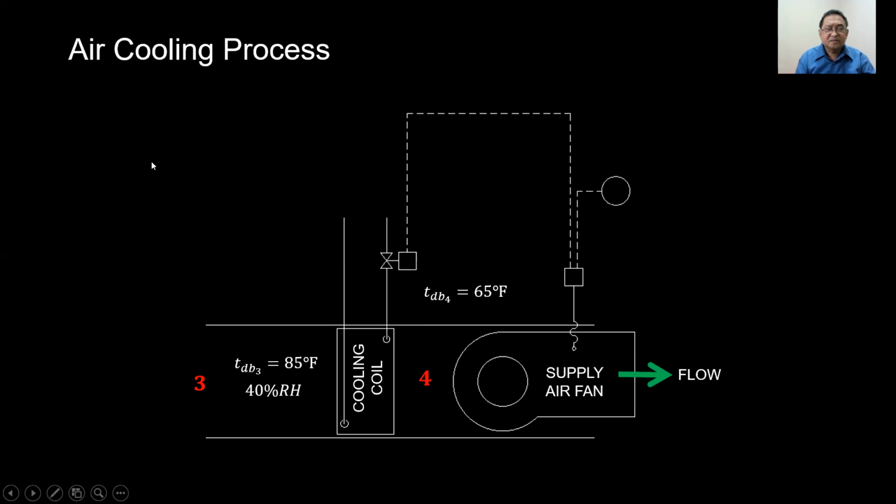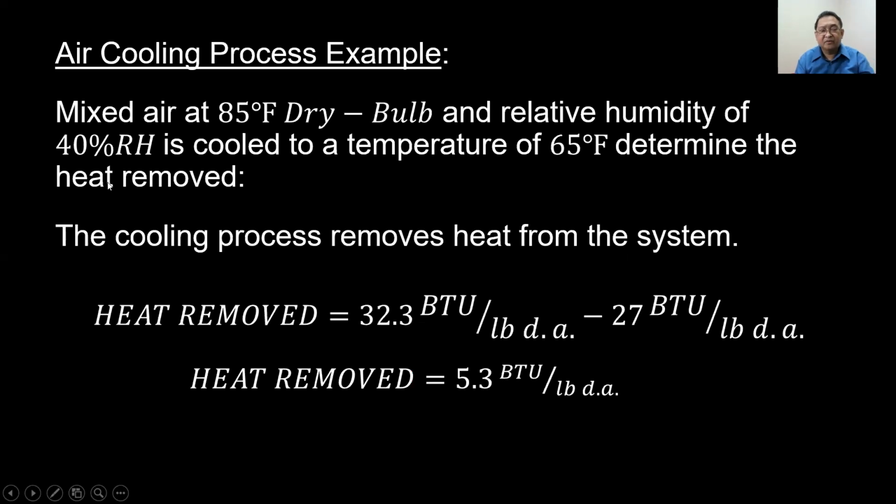So let us now discuss the air cooling process. For instance, you have air at point 3 having a dry bulb temperature of 85 Fahrenheit and humidity of 40% RH. It needs to be cooled down to 65 Fahrenheit at point 4 here. So we find the heat that needs to be removed from the system. Mixed air at 85 degrees Fahrenheit dry bulb and relative humidity of 40% is cooled to a temperature of 65 Fahrenheit. Determine the heat removed.